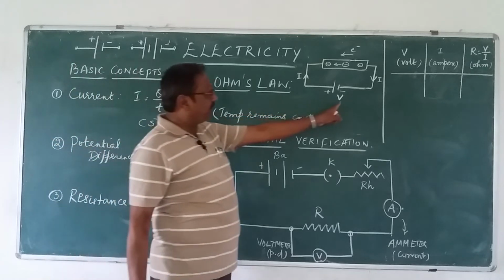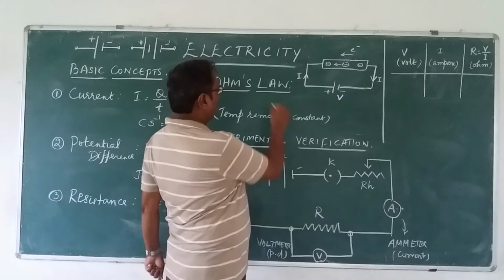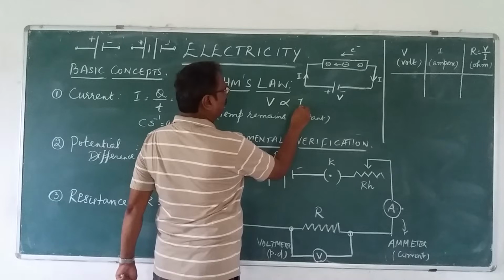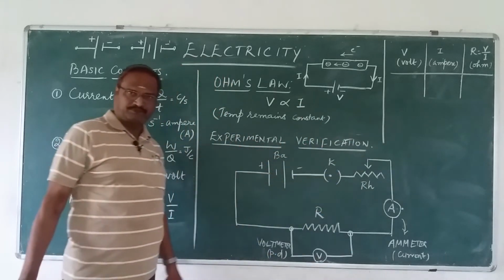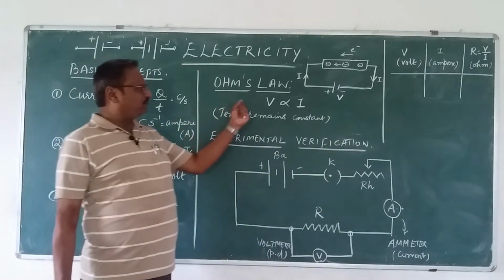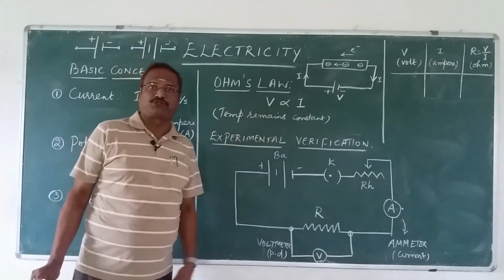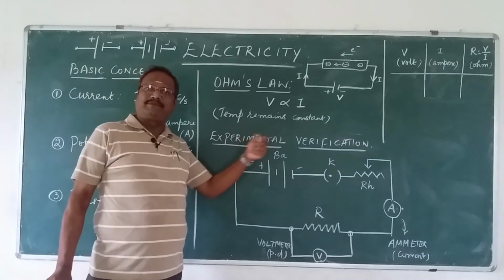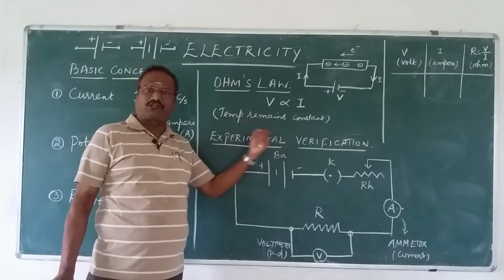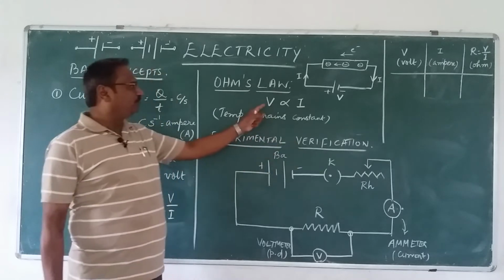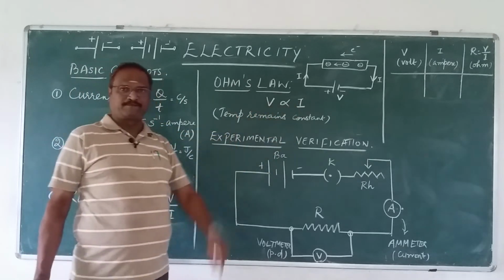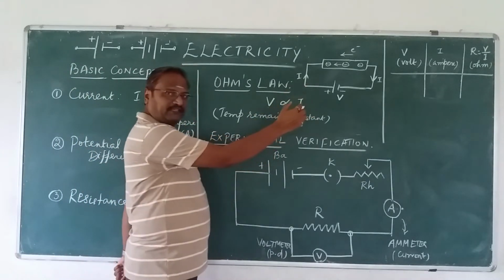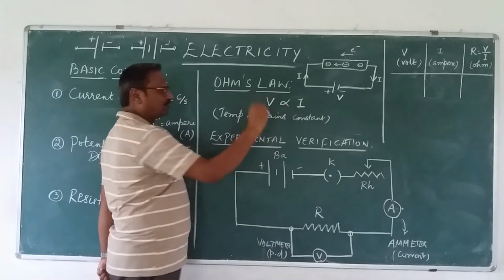Now what is the relation between V and the current? According to Ohm's law, the potential difference is directly proportional to the current flowing through the conductor. But one factor has to remain constant, that is temperature. If the wire is hot, then electrons will be in more random motion, hitting each other, causing collisions. So naturally V will not be proportional to I. So for the potential difference between the two ends of a conductor to be proportional to the current, the temperature has to remain constant.